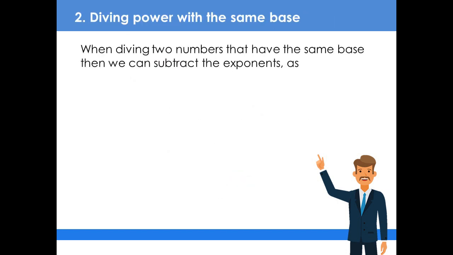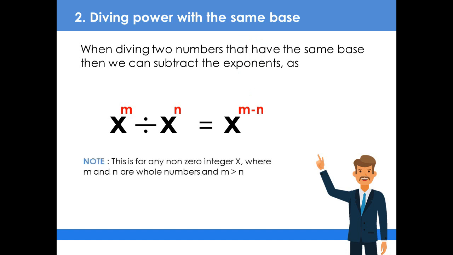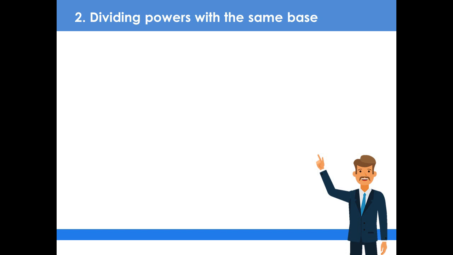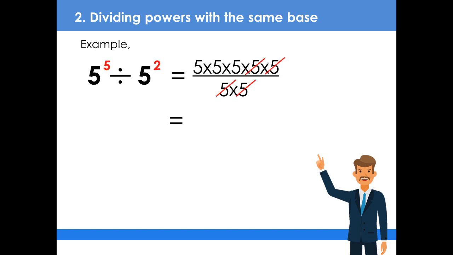Second law, dividing powers with the same base. When dividing two numbers that have the same base, then we can subtract the exponents as x raised to m divided by x raised to n equals x raised to m minus n. Example: 5 raised to 5 divided by 5 raised to 2 equals 5 raised to 5 minus 2 equals 5 raised to 3.